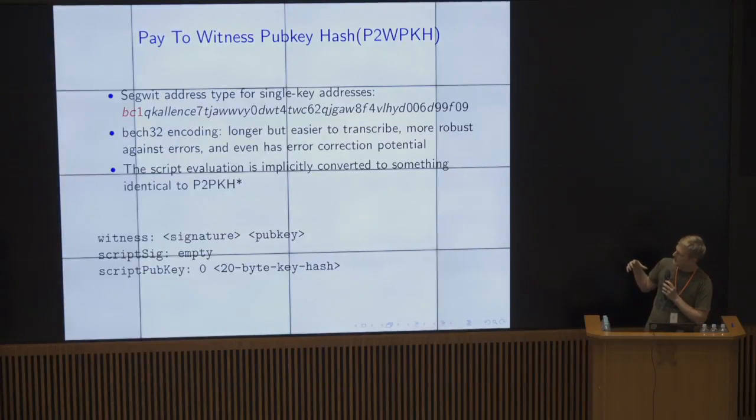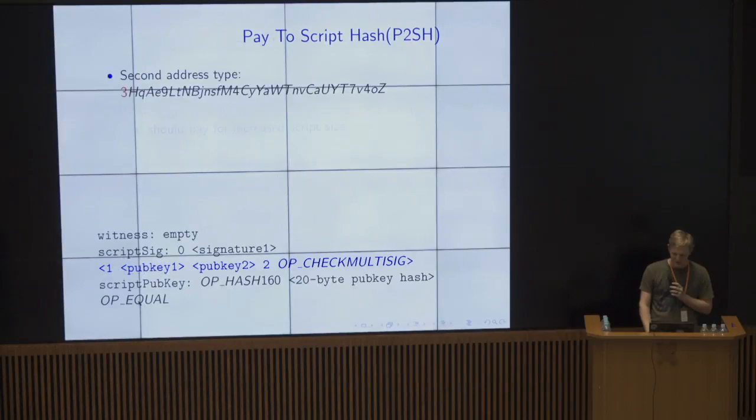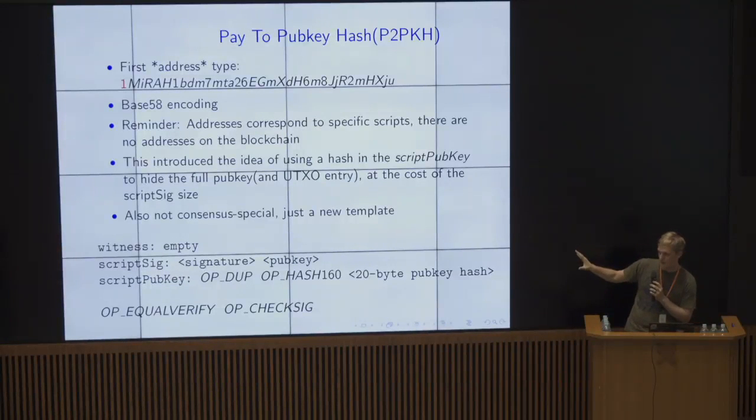And during script evaluation, it's very simple here. You have the signature and the pub key in the witness. The script sig's empty, and the script pub key is 0 and the 20-byte key hash. So what happens here is that the 0 20-byte key hash is evaluated, and then the SegWit evaluation happens where it takes that 20-byte key hash and implicitly turns it into a pay to pub key hash script, and then is run again. So it actually goes through the OP_HASH160 steps.